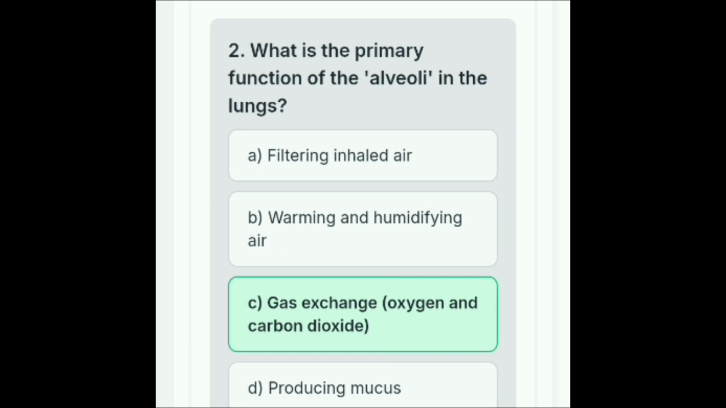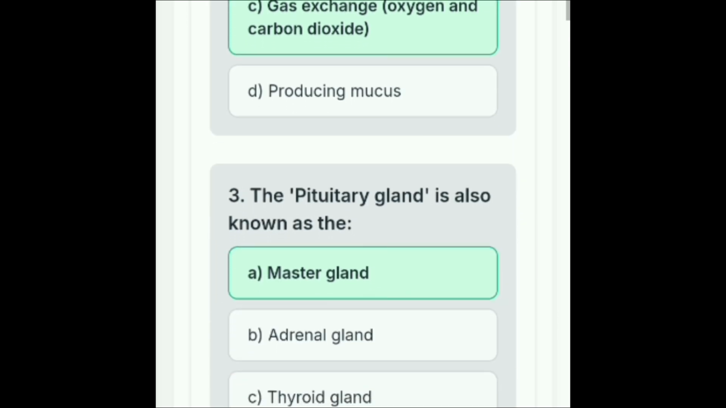What is the primary function of the alveoli in the lungs? A, filtering inhaled air. Option B, warming and humidifying air. Option C, gas exchange, oxygen and carbon dioxide. Option D, producing mucus. So C is correct.